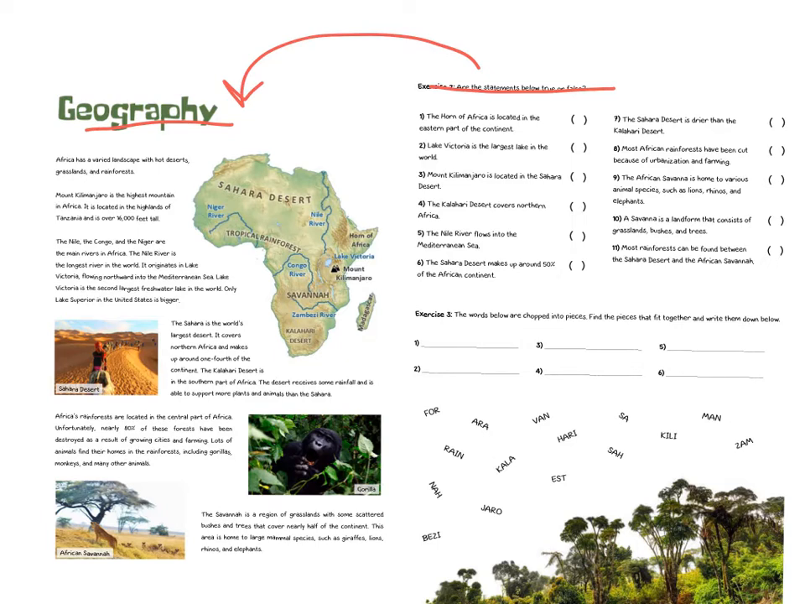It says the Horn of Africa is located in the eastern part of the continent. So we did this one together. We have the Horn of Africa. And let's put our geographic symbols on there, the north, south, east, west. Let's put a compass. So if I have a compass, it's going to go north, south, east, west.